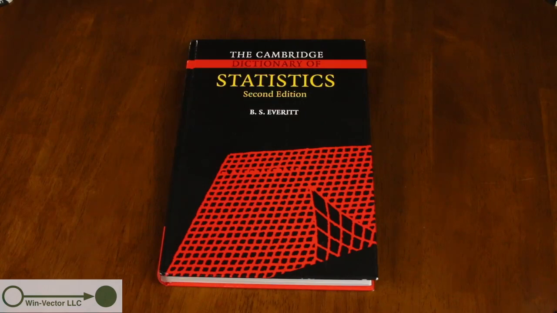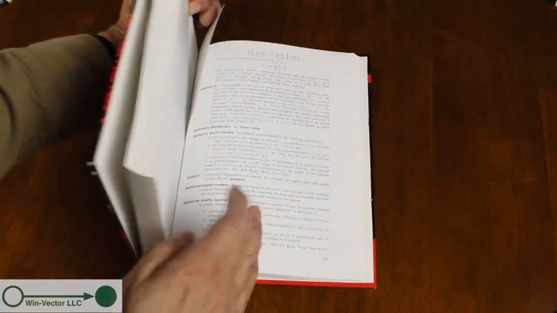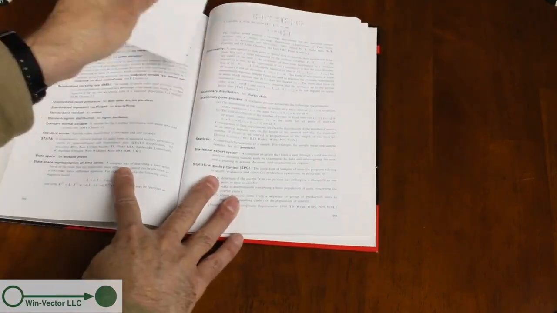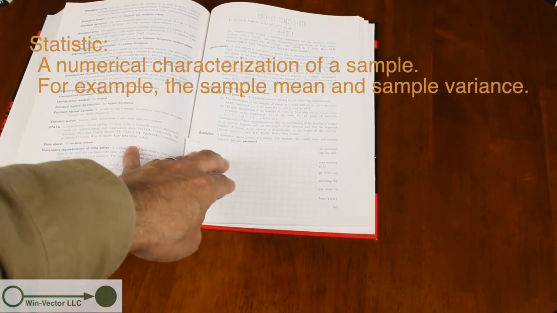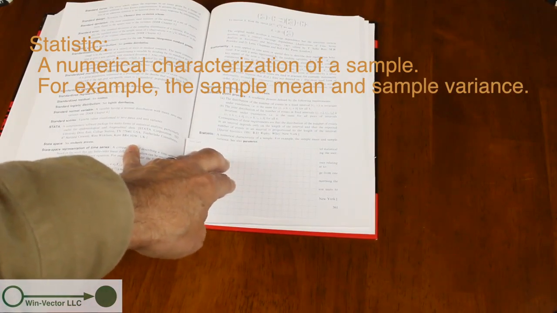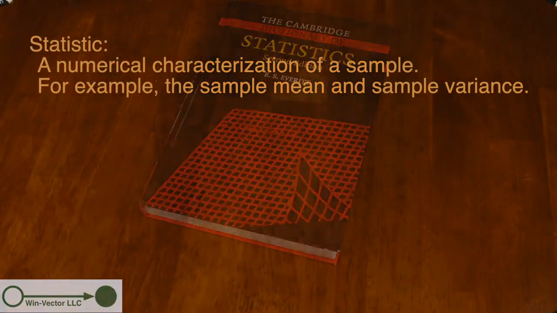For today's Data Science Bite, let's define what the field of statistics is. The dictionary definition is, a statistic is a numeric summary of a sample, such as the mean, count, or variance. Now, let's define our terms. What is a sample, and what is a population, and what is a summary?